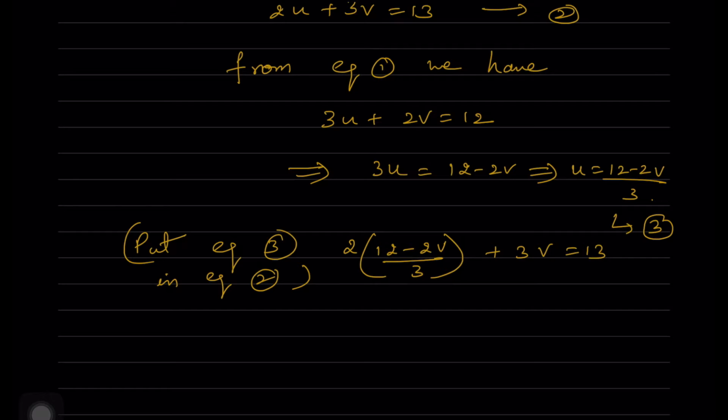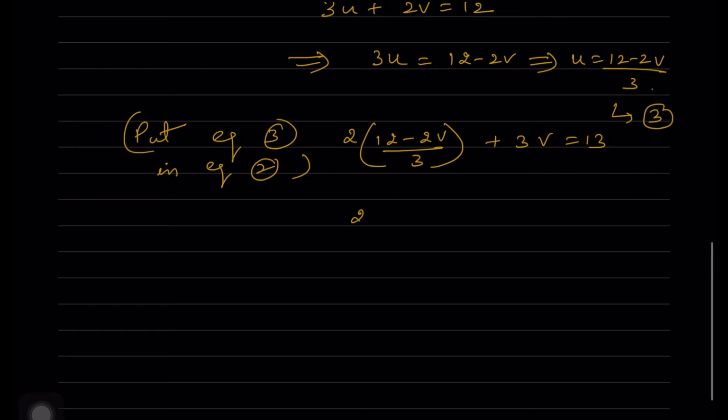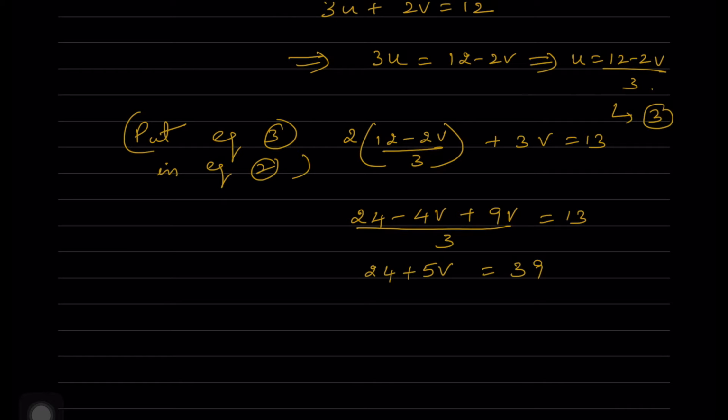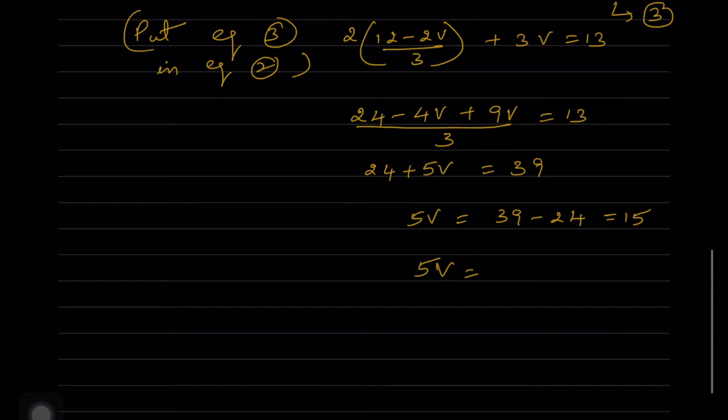That is 2 into (12 minus 2v by 3) plus 3v is equal to 13. So when we take the LCM over here, we get 24 minus 4v plus 9v, all by 3, is equal to 13, or 24 plus 5v is equal to 39. So 5v is equal to 39 minus 24, which is equal to 15. So v is equal to 15 by 5, which is equal to 3.